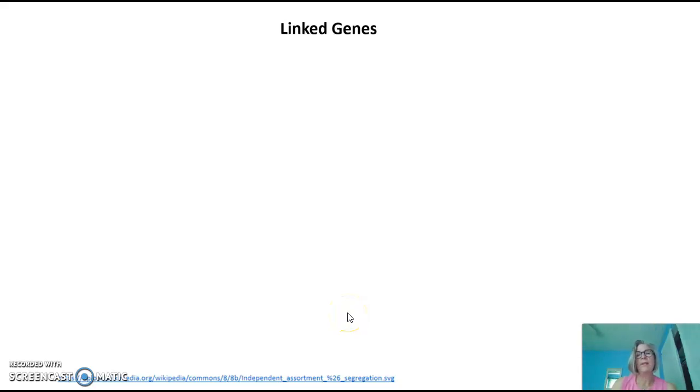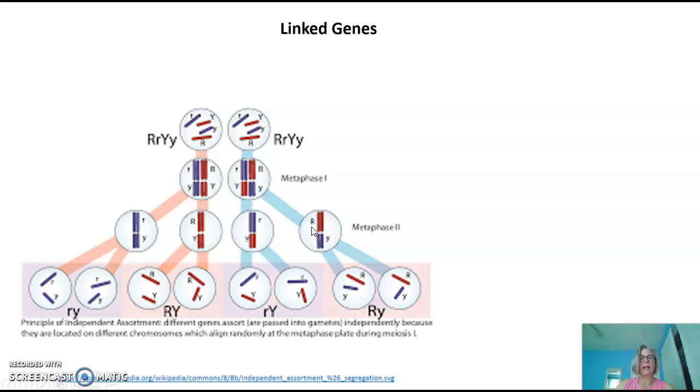Hi everyone, tonight's video is on linked genes. So I want to look at a cell undergoing the process of meiosis. We're going to start with a cell that is heterozygous for two genes. It has both the dominant and recessive allele for the R gene and the dominant and recessive allele for the Y gene. The R gene is found on the larger of the two chromosomes and the Y gene is found on the smaller of the two chromosomes.